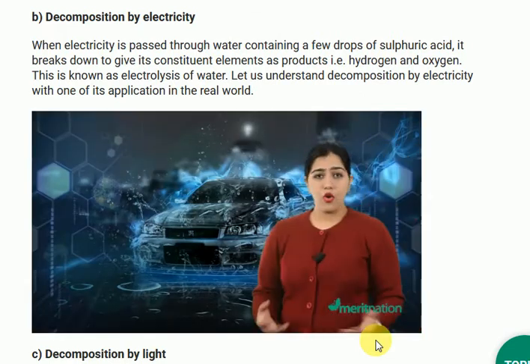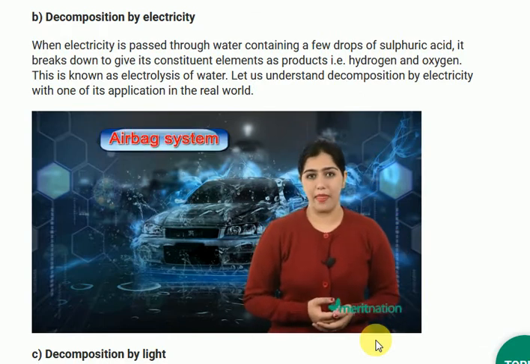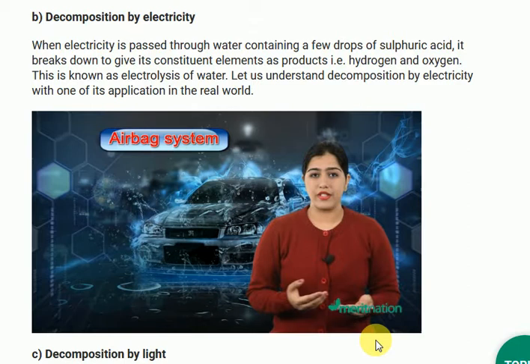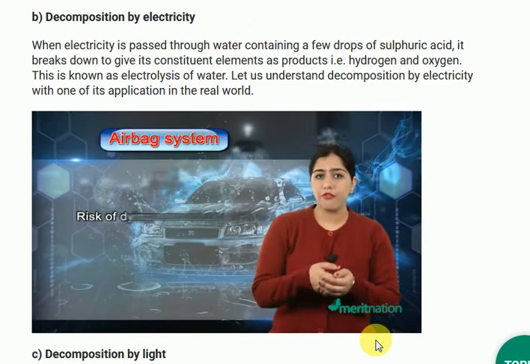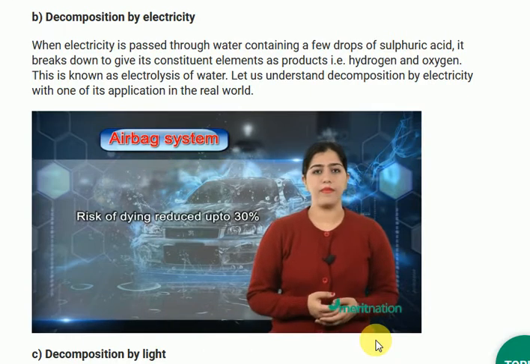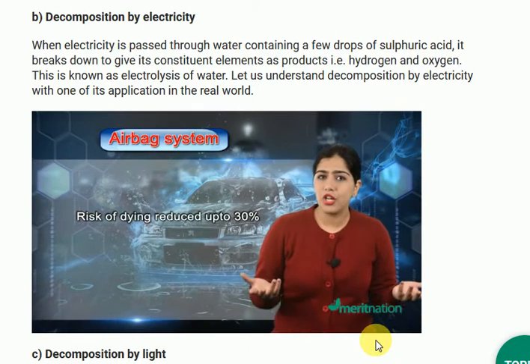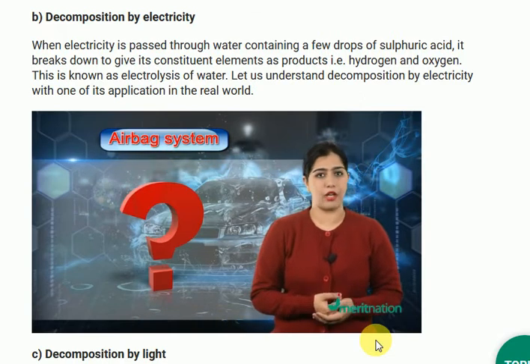Nowadays, almost all luxury cars come with airbag system installed in them. And data proves that if a vehicle is involved in frontal crash, then the risk of dying is reduced up to 30% due to the airbags. So how does this system actually work? What makes the airbag inflate instantly during collision?